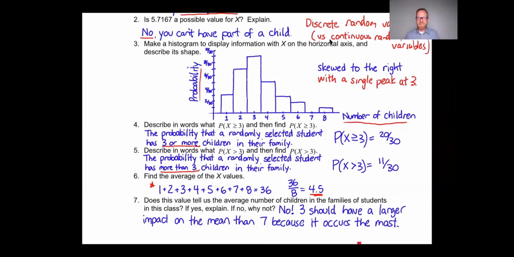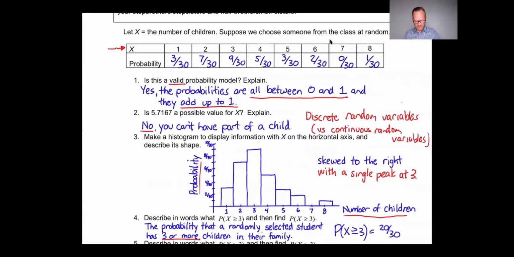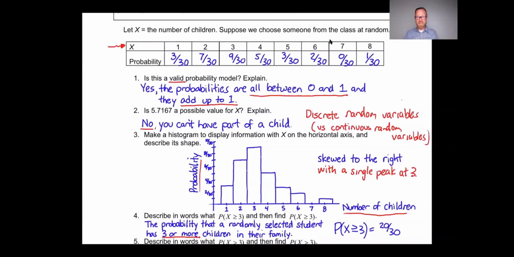But then question 7 says, does this value truly tell us the average number of children? If yes, explain. If no, why not? Well, when you look back at the probability distribution here, you can see that we really shouldn't be weighting each of the numbers 1 through 8 the same, because you can see very clearly here, 3 should be weighted a lot more than, say, 8 or 7, of course, because there aren't any. And so somehow we need to allow for the probabilities to be included in our calculation for the average, and 3 should get a lot more weight than other values.